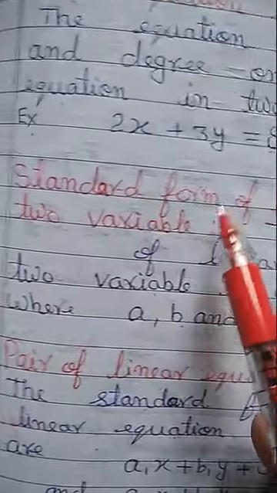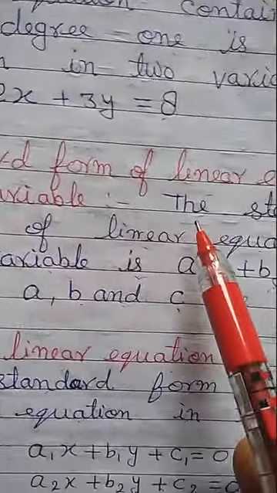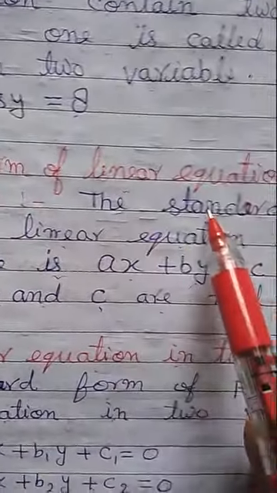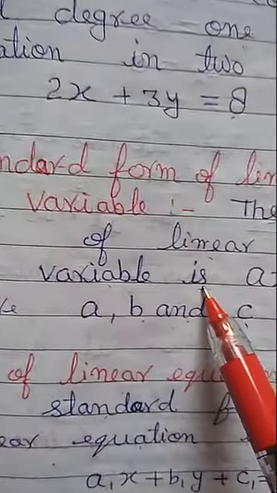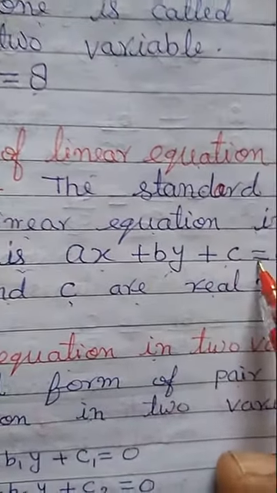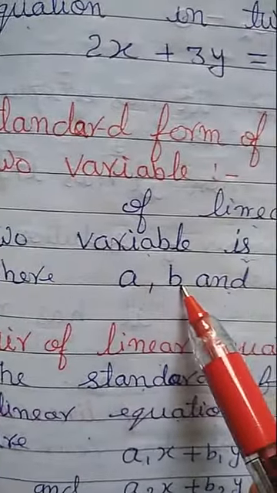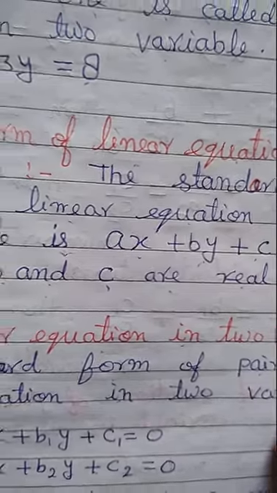The standard form of a linear equation in two variables is ax plus by plus c equal to 0, where a, b and c are real numbers.